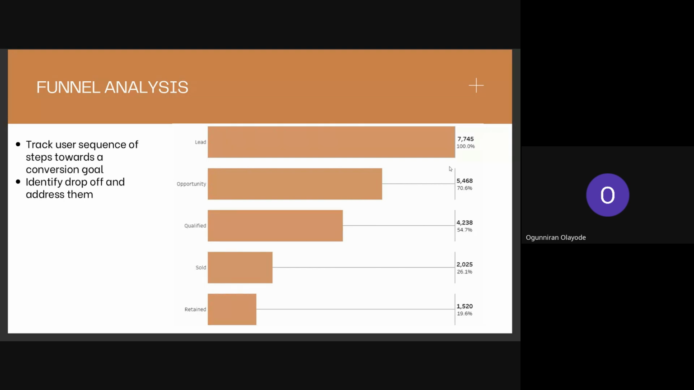So track user sequence of steps towards a conversion goal, identify the drop off and address them. Where are people dropping off? Is it from the product search? That is where a lot of people are dropping off. Is it from paying? Maybe the payment process is not easy, is not seamless. If the process is not seamless for them, you need to look into it. Maybe the process of paying is long, and customers don't really like something that is going to stress them. Maybe at that point is where they are dropping off. This is the information that funnel analysis tells us as a product designer, product manager, or a business owner.